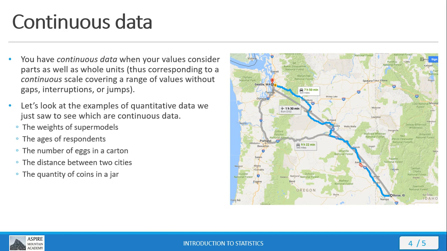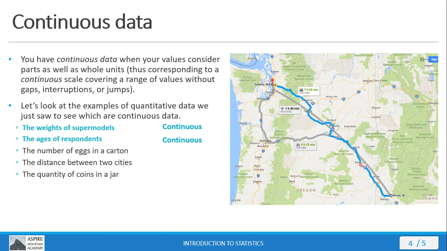Let's look at the examples we just considered of quantitative data and see which of these are continuous data. The weights of supermodels. Well, now this is an example of continuous data because, as we just discussed, the weight of anything is going to be a part and a whole. So yeah, that's going to be continuous data. The ages of respondents, likewise, is going to be an example of continuous data because you have a certain number of years, but then there's a partial number of years.